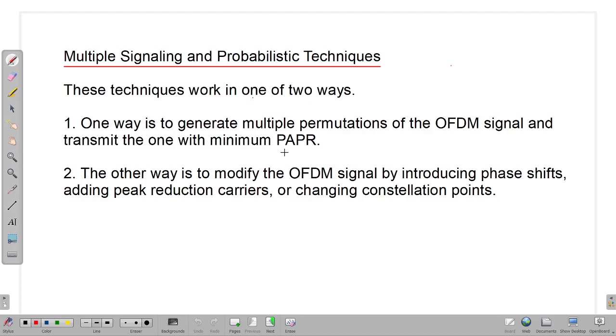We'll see certain methods which deal with these techniques, multiple signaling and probabilistic techniques. The key point you have to note here is that these techniques don't induce distortion to the signal. They preserve the whole information in the signal.